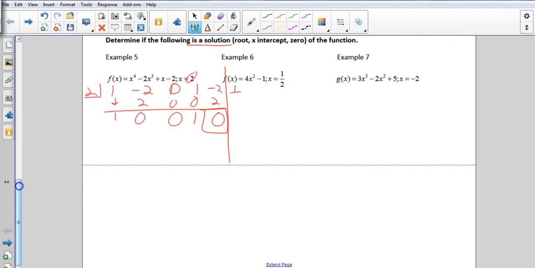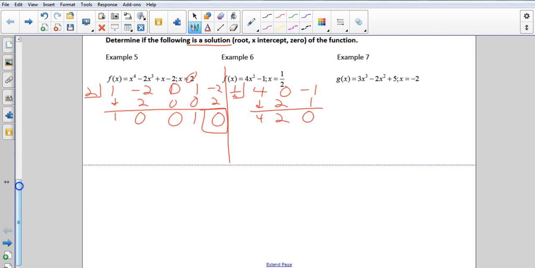Okay, so we put 1/2 in our box. There's our squared term. There's our x to the 1 term. And there's our constant. Pretty quick. Drop our 4 down. And we get 1/2 of 4 is 2. Add them together. 1/2 of 2 is 1. Add them together. We get 0.